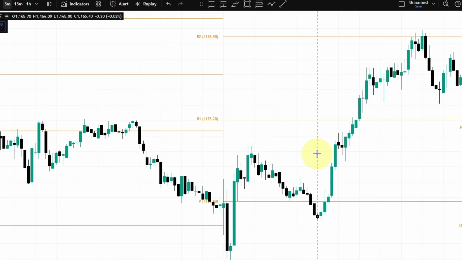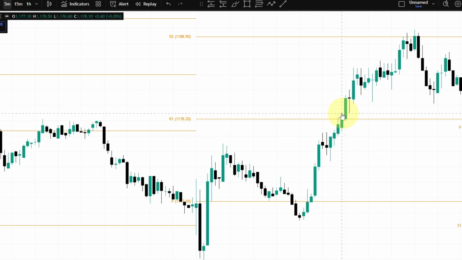So we will enter our trades when the R1 line, meaning the resistance 1 line, gets broken, just like this candle. Here we can see that by this candle, the resistance line got broken. So this is going to be our entry setup.